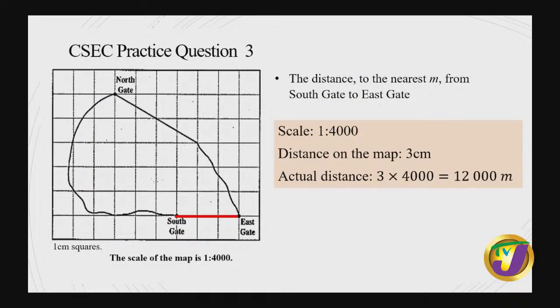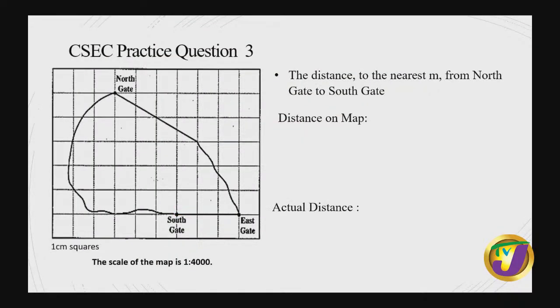Now, the next question asks us to find the distance to the nearest meter from north gate to south gate. Again, we have to identify the distance on the map from north gate to south gate. This is a little bit different. We could have taken a different pathway, but we already know that the shortest distance between 2 points is a straight line. That's why we connected a line from north gate to south gate.